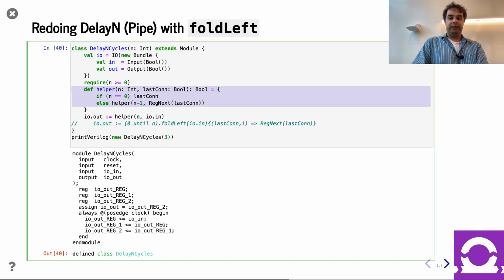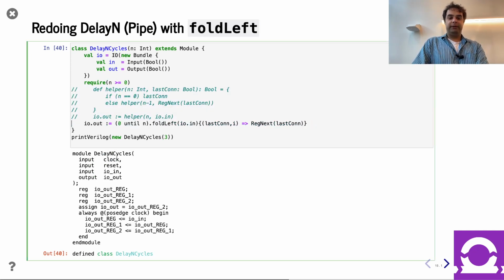Now we can do that with 1 line, right? We're going to do that with a fold left. The initial thing is going to be the input. And now our function we're going to keep applying is take the last connection and the element, and then attach a register, right? So basically what's going to happen is we're going to take the last connection as the input to the register. The output register now becomes the result of this function, which gets passed in as last con to the next invocation.